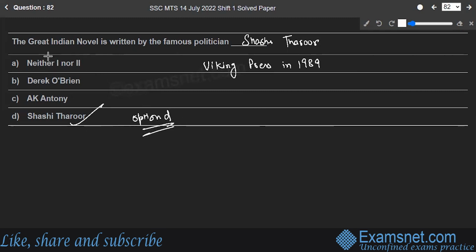Okay, so here, it's not neither one nor neither two. It is supposed to be Varun Gandhi as the option. Hope you are done with this. Next is question number 83.